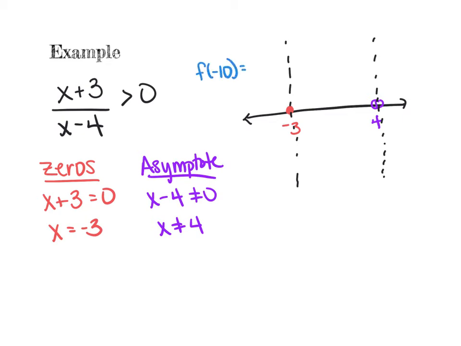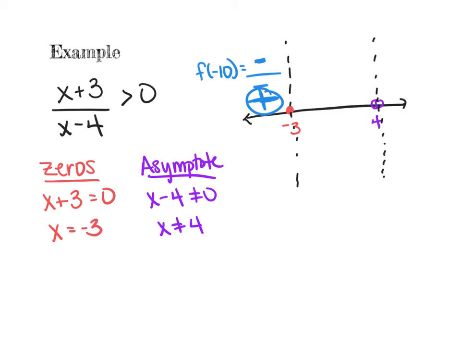And when I plug negative 10 into the equation, here's what I get. I get negative 10 plus 3. I really don't even care about the number, but I do care about the sign. So negative 10 plus 3 is negative 7, and all I'm going to do is write the sign. So that top part is going to be negative. The bottom, negative 10 minus 4, I get another negative. So it's a negative over negative, and overall that's going to be a positive. So that means anything less than negative 3 will be a positive value, or the graph will be above the x-axis.